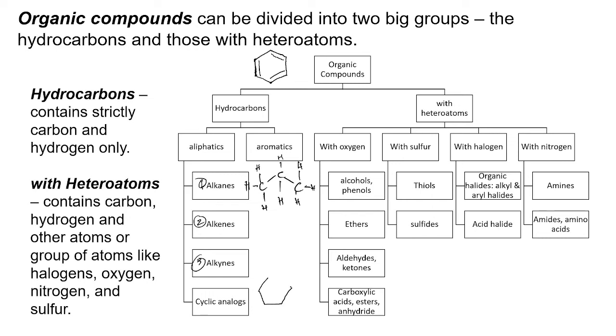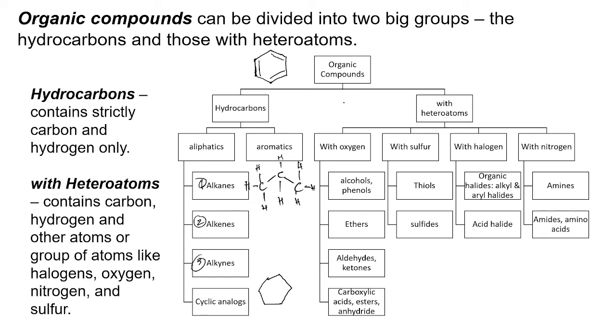So we have this compound wherein each corner again has the carbons and hydrogens, but in these cyclic analogs there are no alternating double bonds. This six carbon compound does not have the alternating double bonds, so this does not belong to the aromatics. Okay, so going into the heteroatoms, we have here organic compounds with oxygen.